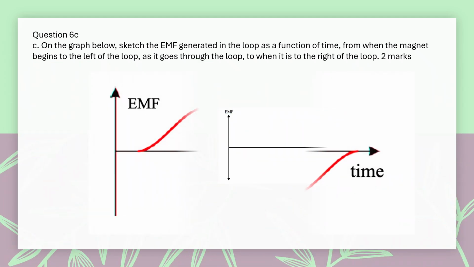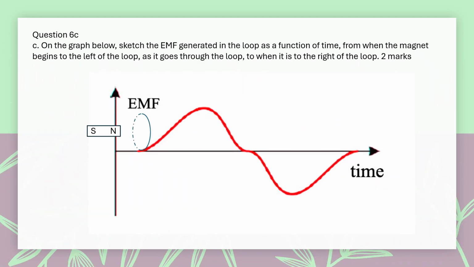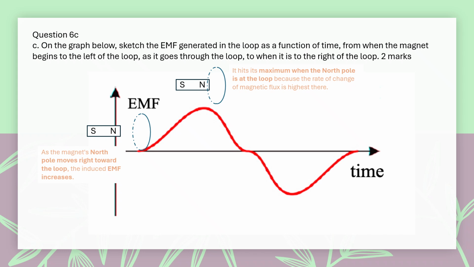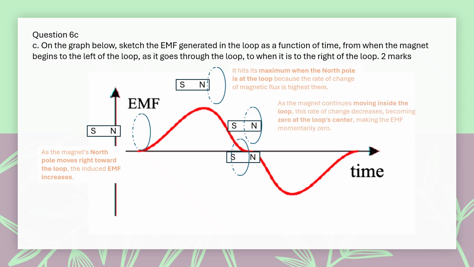As the magnet's north pole moves right toward the loop, the induced EMF increases. It hits its maximum when the north pole is at the loop because the rate of change of magnetic flux is highest there. As the magnet continues moving inside the loop, this rate of change decreases, becoming zero at the loop's center, making the EMF momentarily zero.